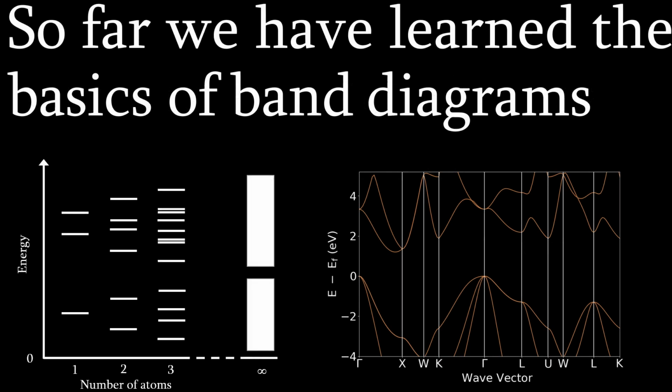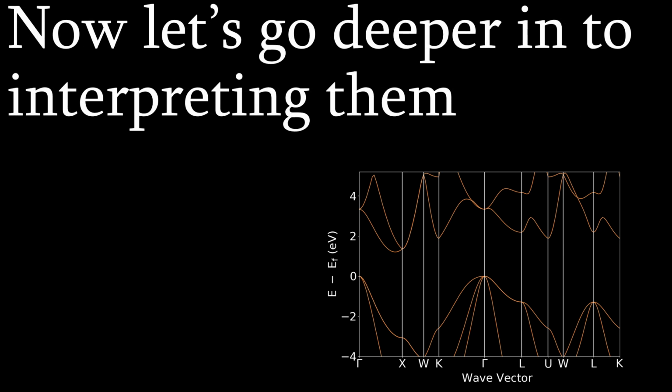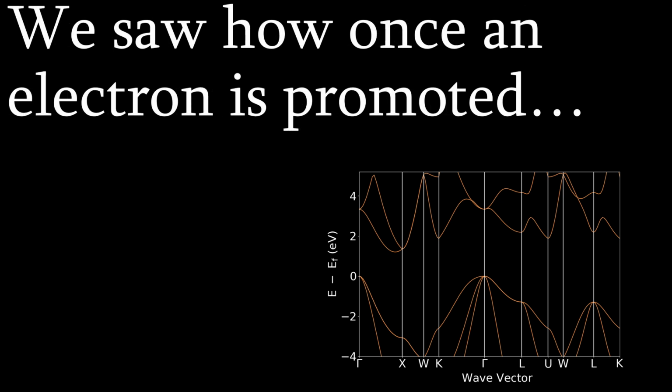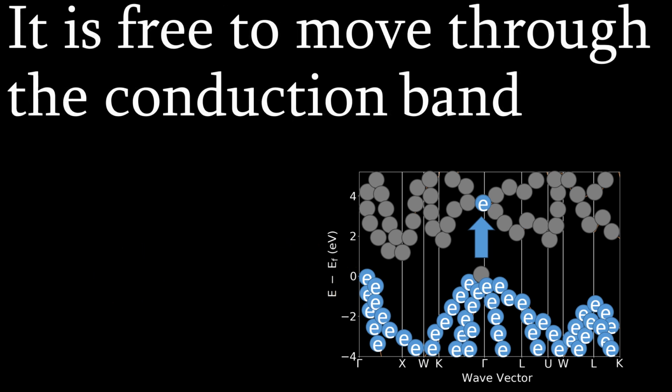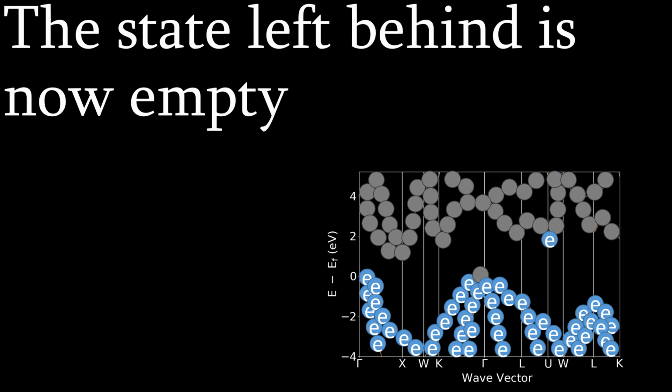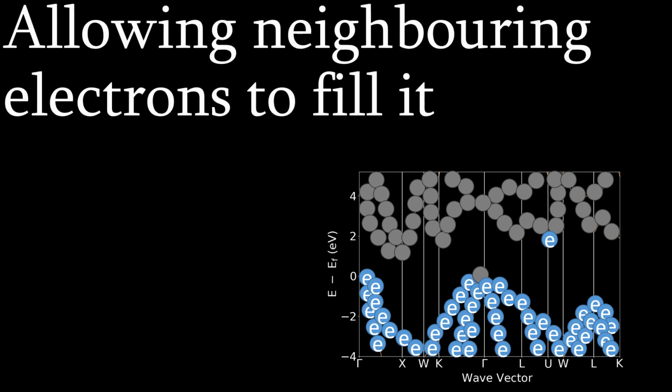So far we have learned the basics of band diagrams. Now let's go deeper in interpreting them. We saw how once an electron is promoted, it is free to move through the conduction band. The state left behind is now empty, allowing neighboring electrons to fill it.